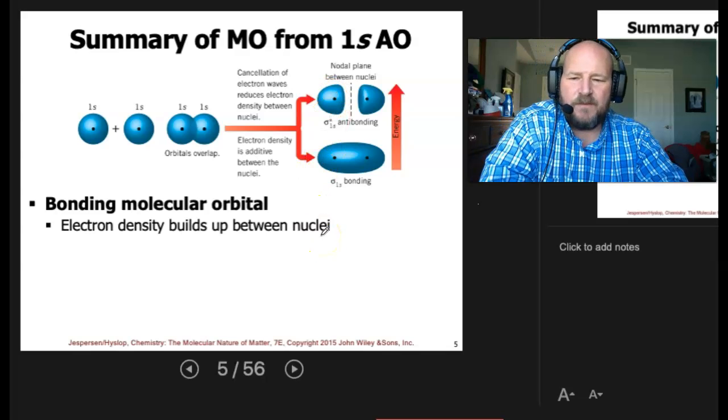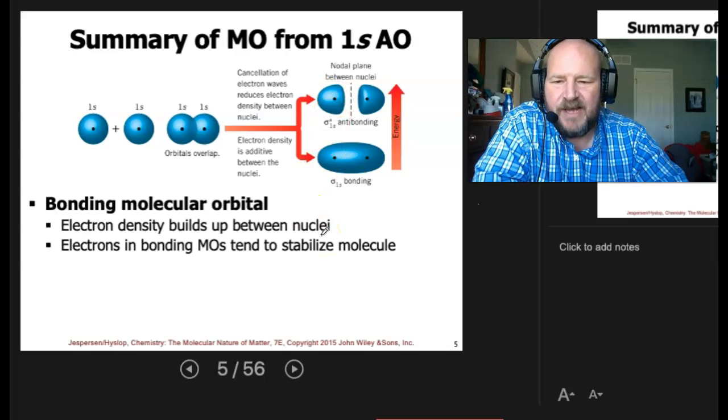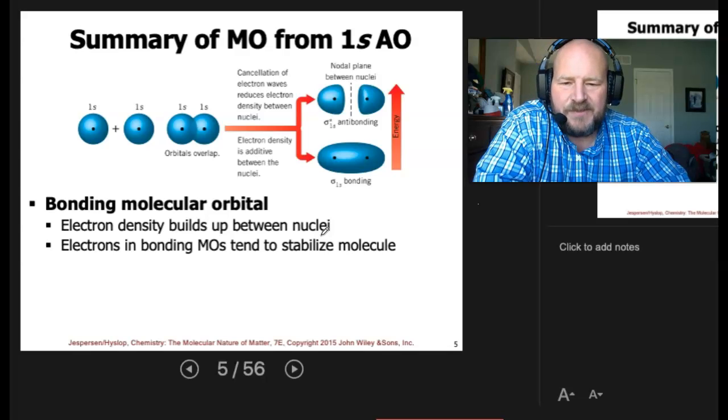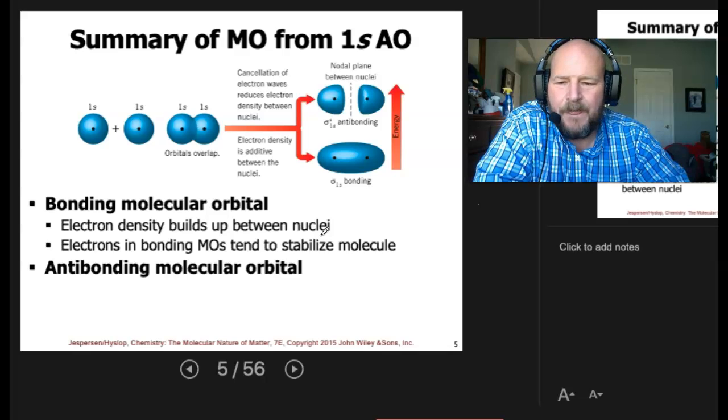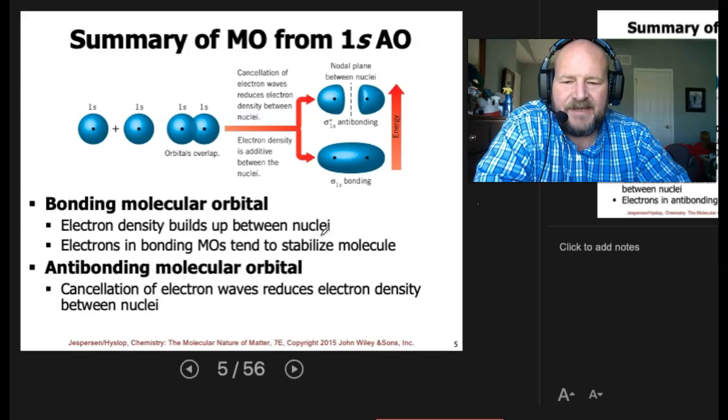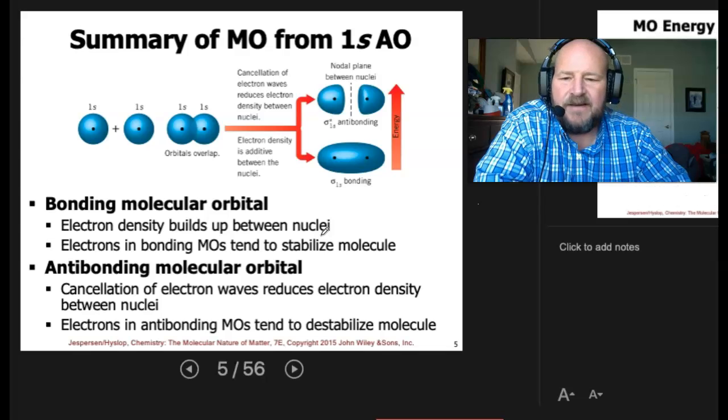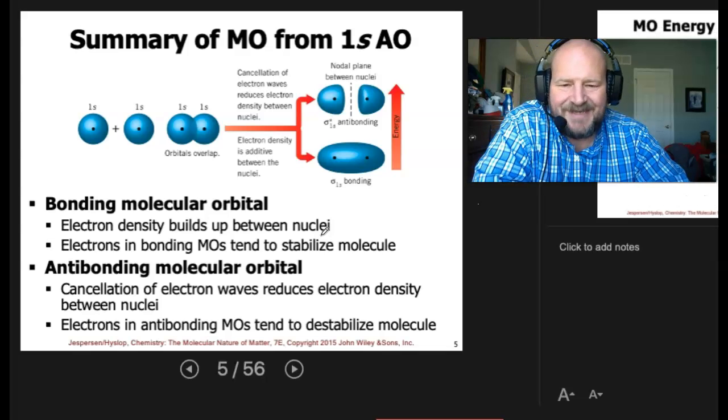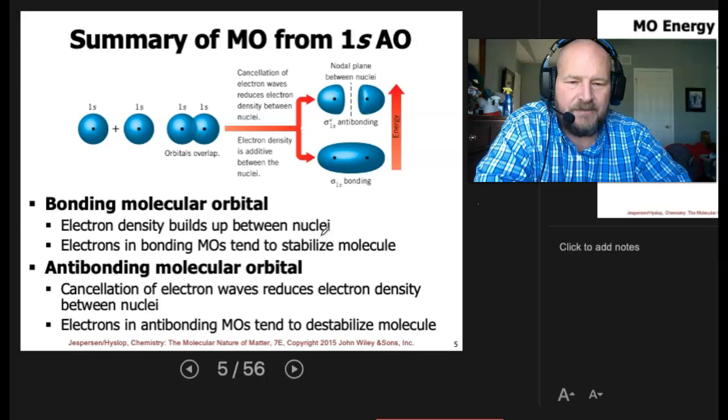Now, in a bonding molecular orbital, electron density builds up between the nuclei. Electrons in bonding MOs tend to stabilize the molecule. The anti-bonding MO will have the cancellation of those electron waves, which reduces the electron density between the nuclei. And of course, electrons in the anti-bonding MOs tend to destabilize the molecule.